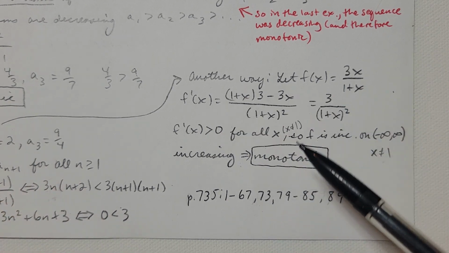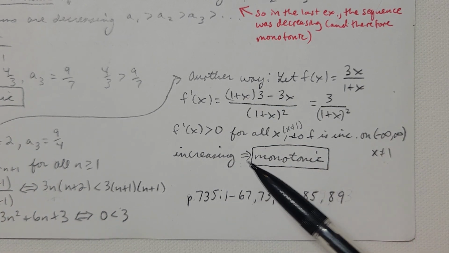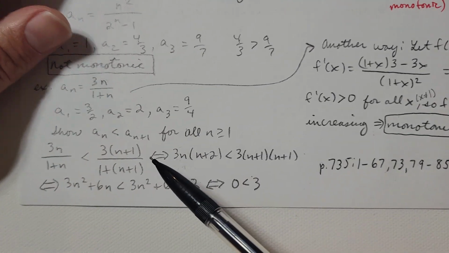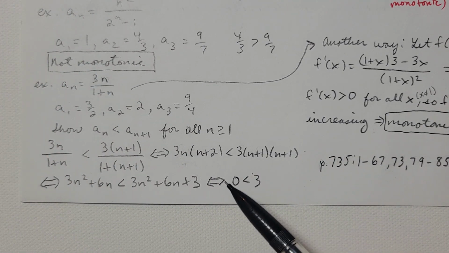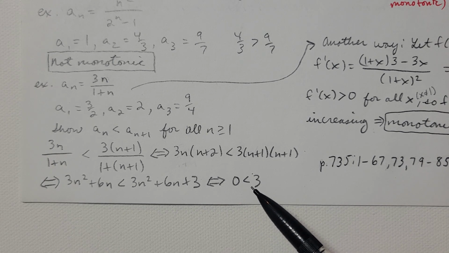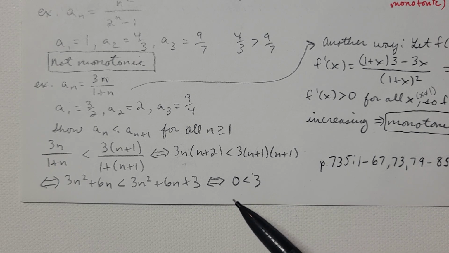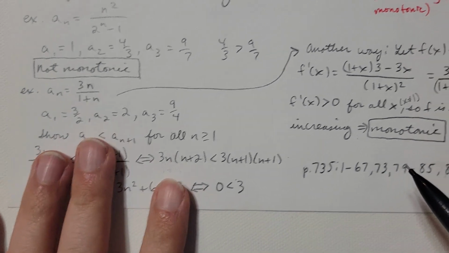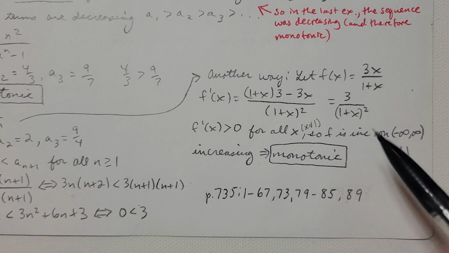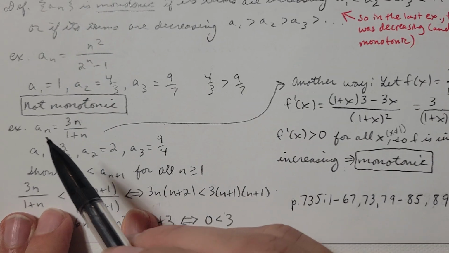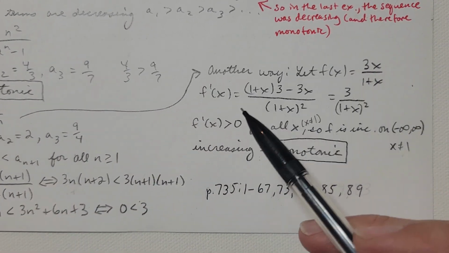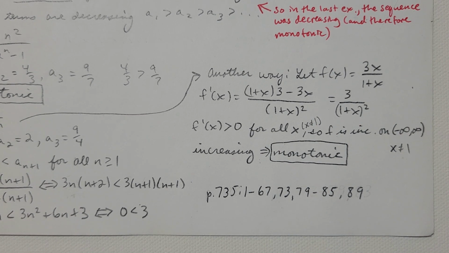Now, by the way, I kind of prefer this way because in this example, it conveniently worked out that we got to the end here where we had 3 is greater than 0. Now, it's not always going to work out nicely like that. So I would say that in general, why don't you call the sequence a function and then take the derivative, and we're using the first derivative test to see if we're increasing or decreasing, you know, to give our answer.